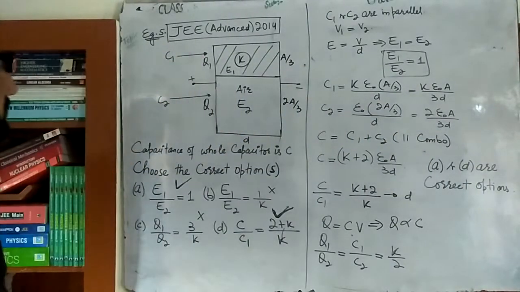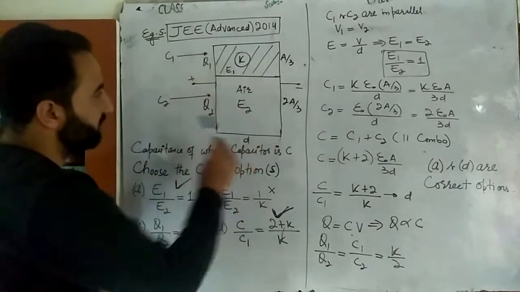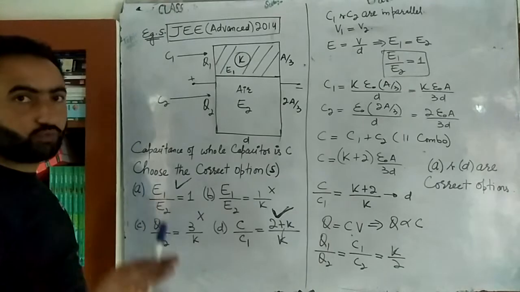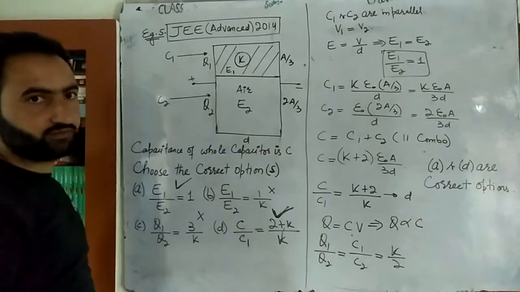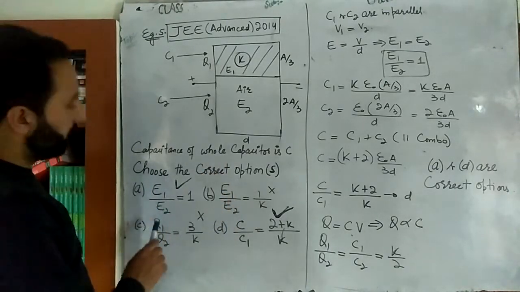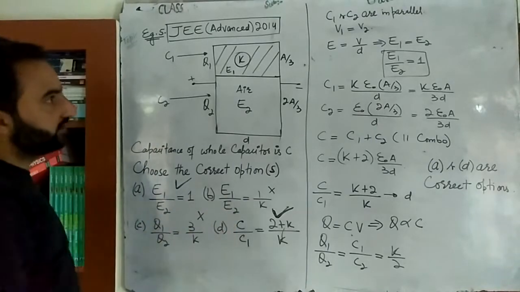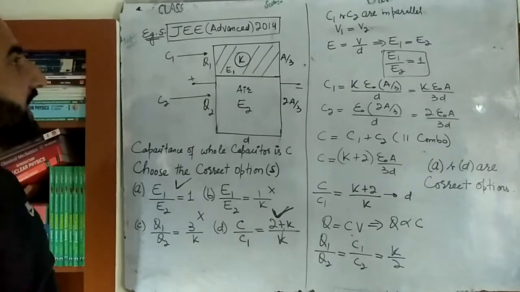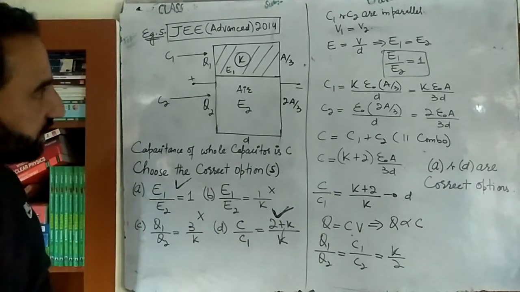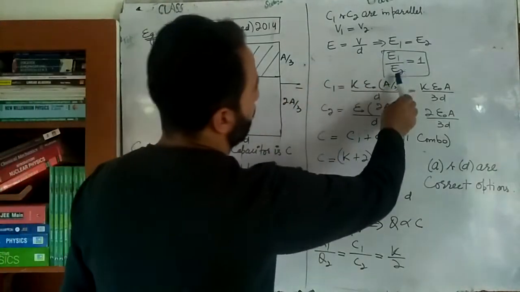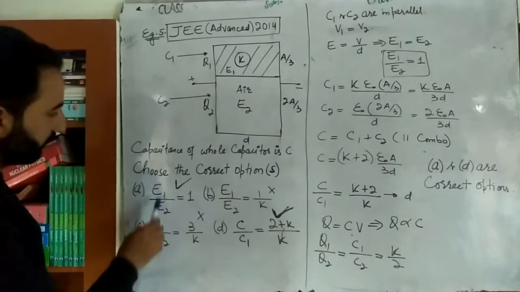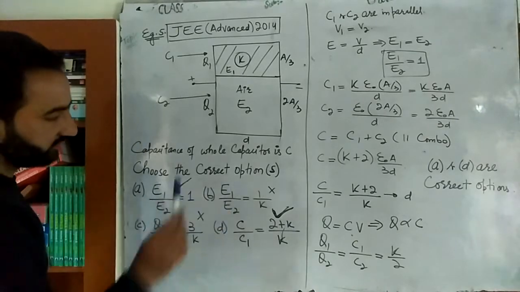Easy problem. Asked in JEE Advanced 2014. The question is like this: capacitance of the whole capacitor is C. Then which of the following is correct? And it's mentioned that one or more options are correct. Options A, B, C, and D are mentioned there. First of all, this one and this one are connected in parallel, obviously. That means the potential difference is the same. When the potential difference is the same, from this equation it's quite obvious that E1 by E2 will be equal to 1, that means this is correct, and obviously this is incorrect then.